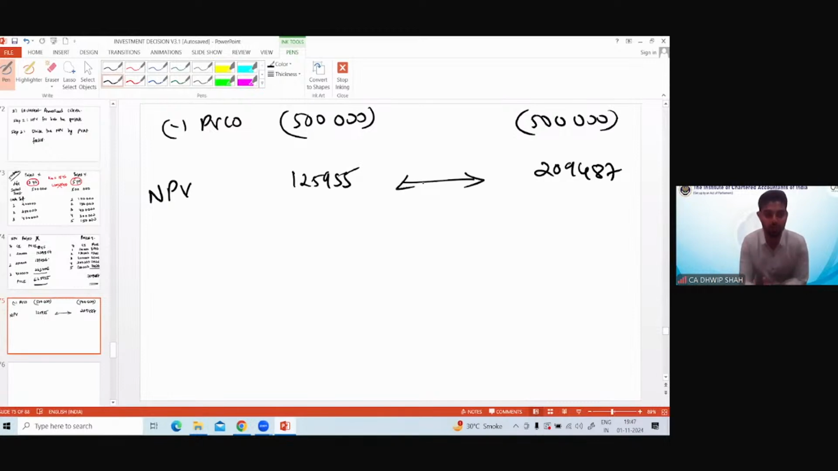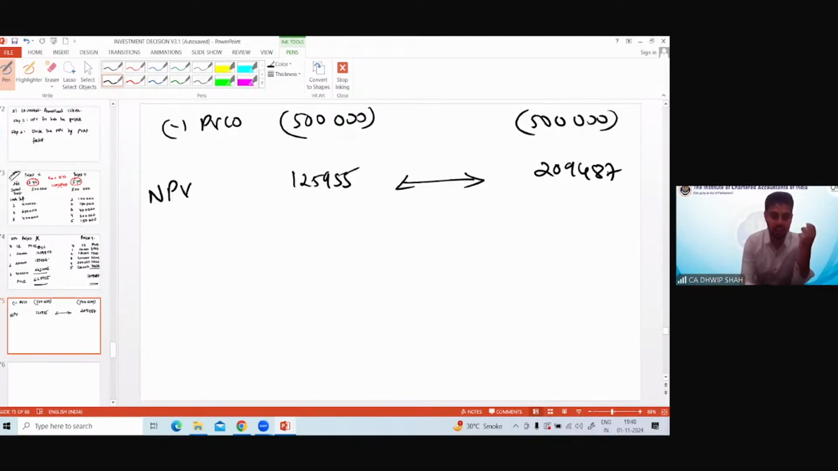This is what I am teaching you. This NPV is just for 3 years and this NPV of project Y is for 5 years. It is not comparable. You cannot decide here. This is what I am trying to explain to you since last half an hour. To make this comparable, you need to bring the life at parity.